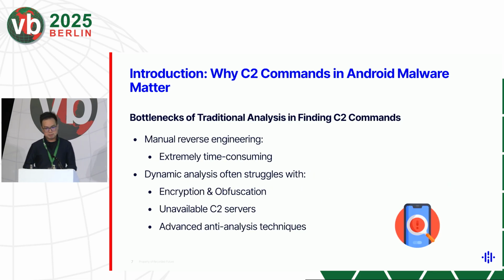However, finding these commands is not always straightforward. Static analysis has some bottlenecks, and many of you here are analysts, and you know that manual reverse engineering is highly time-consuming. On the other hand, dynamic analysis often fails when dealing with encrypted or obfuscated traffic, or when the C2 is down at the time of analysis. And furthermore, we can't always trigger all functionalities in a sandbox environment, which means many C2 commands may never be found.